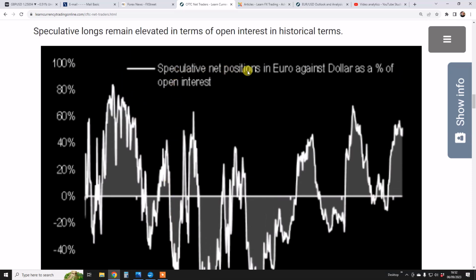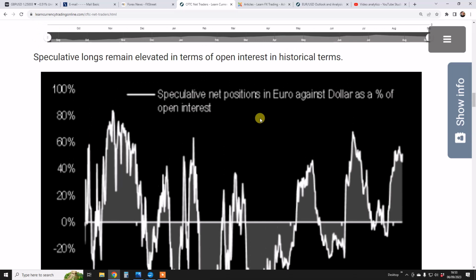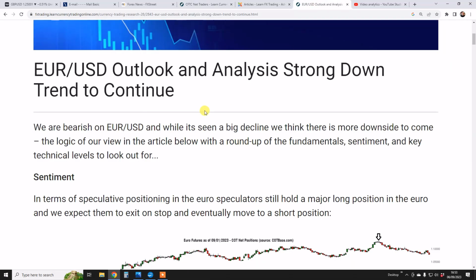It shows speculative net positions in the euro as a percentage of the open interest. You can see euro longs remain very elevated this year, so we're looking for some downside. Why might the euro turn down? What do speculators believe?